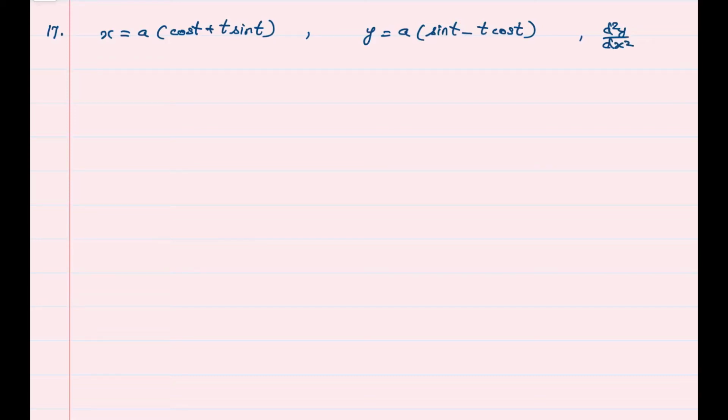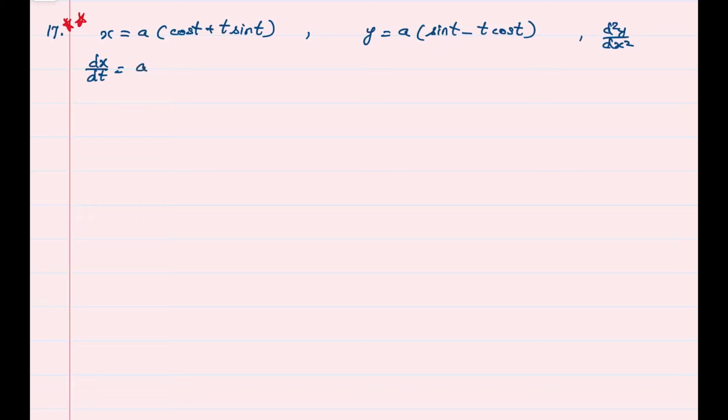Question 17. If x is a times (cos t plus t sin t) and y is a times (sin t minus t cos t), find d square y upon dx square. This is an important question. For parametric equations, we have to find the second derivative. We have done the first derivative questions. This is second derivative. Let us first find dx by dt.